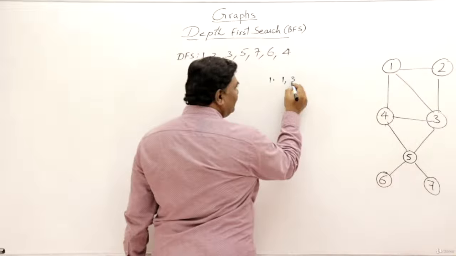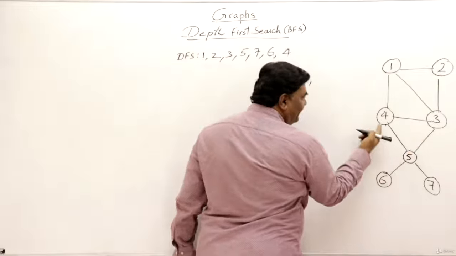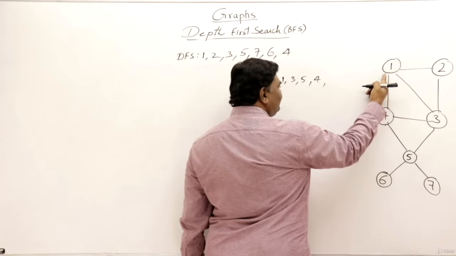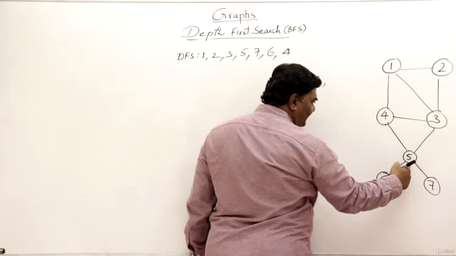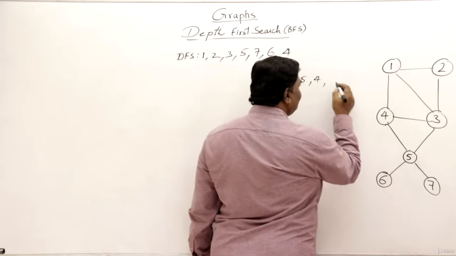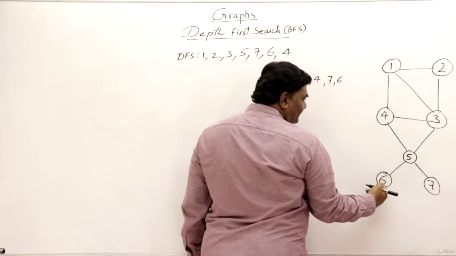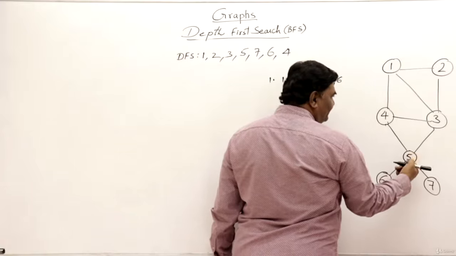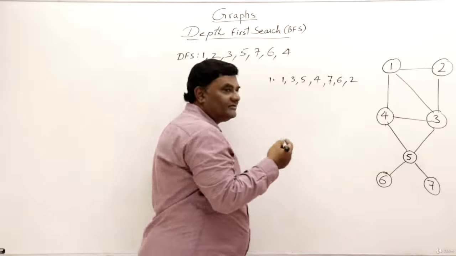So I'll go on 3. Then from 3 I will go on 5. Then from 5 I will go on 4. From 4 I cannot go further because 1 is already visited. Come back to 4; from 4 there is no other route. Come back to 5. From 5 I can go on 7, and from 5 I can go on 6. Then come back to 5. This cannot be explored further, so it is completely explored. Go back to 3. From 3 I can go on 2. This is also valid.